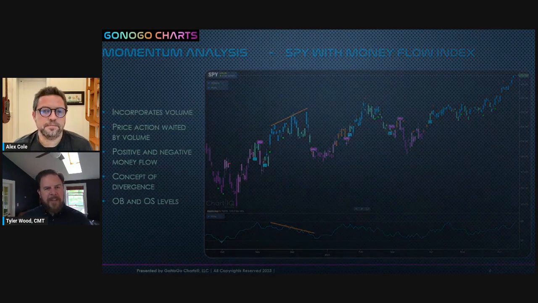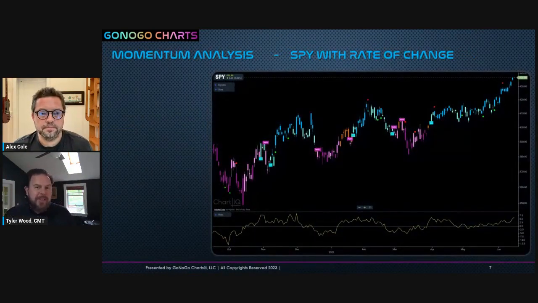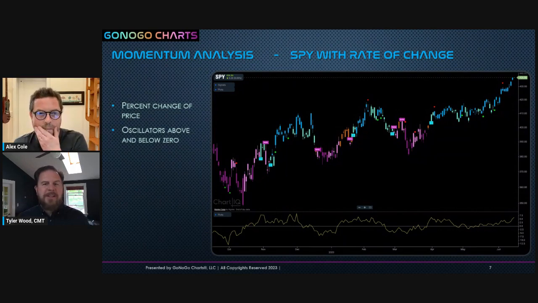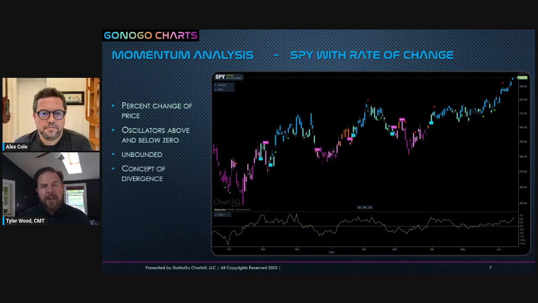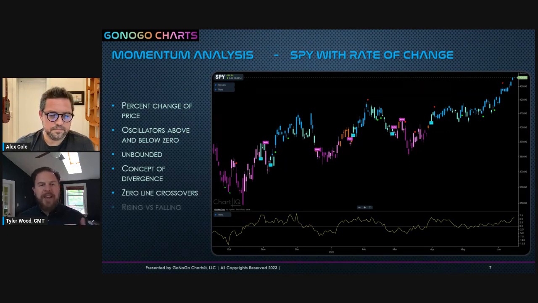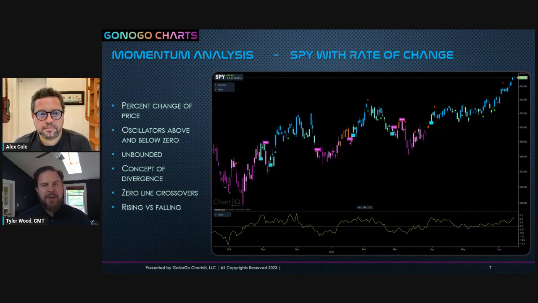Let's do another one. Let's talk about perhaps the simplest in terms of construct tools that we can think about, and that's the rate of change. Now, it's simply measuring the momentum by looking at a percentage change in price between the current bar and a specified look-back period. Unlike other oscillators, the rate of change indicator is going to plot a range starting at 0 and moving into positive or negative territory, depending on the price movement over the look-back period.